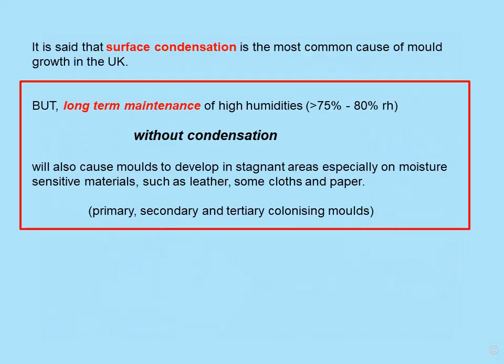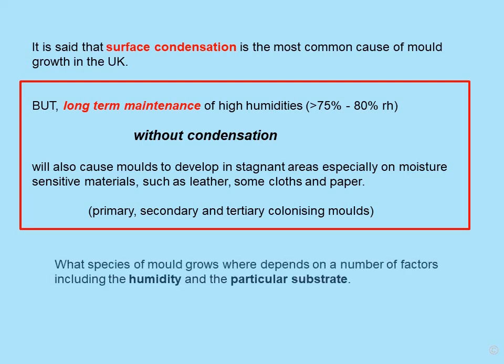It's said that surface condensation is the most common cause of mould growth in the UK, but as we'll see, long-term maintenance of high humidities, that is in excess of 75% usually, without condensation, will also cause moulds to develop in stagnant areas, especially on moisture-sensitive materials such as leather, cloths, paper, cardboard. We can group these moulds, as we'll see in a minute, into primary, secondary and tertiary colonising moulds. What species of mould grows where depends on a number of factors, including humidity and the particular substrate.